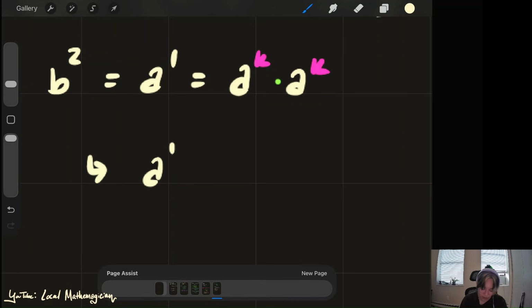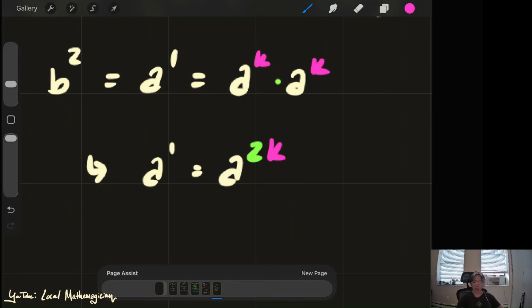A to the first must then be equal to a to the 2k. Now, my friends, if you don't know how I got there, please review your exponent rules, okay? If you know how I got here, stick with me. A is equal to A, you would agree, right? Like 7 is equal to 7, 30 is equal to 30, whatever.